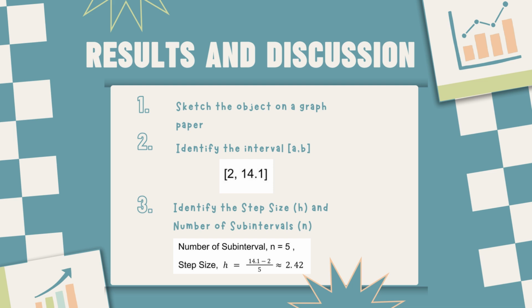Firstly, we sketch our object, which is the correction tape, on graph paper. We then identify the interval of the object, a to b, which is 2 to 14.1. Next, we need to identify the step size and number of intervals by using this formula. We find the step size by subtracting 2 from 14.1 and dividing it by 5.